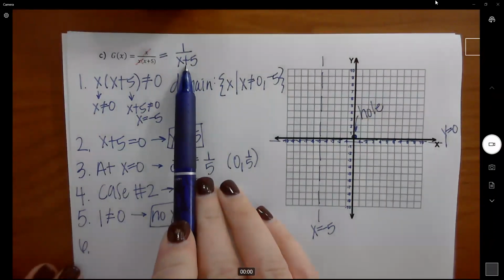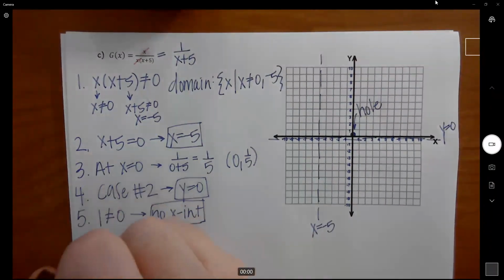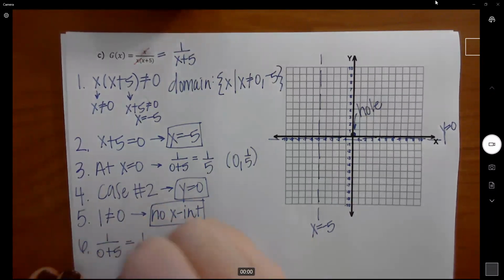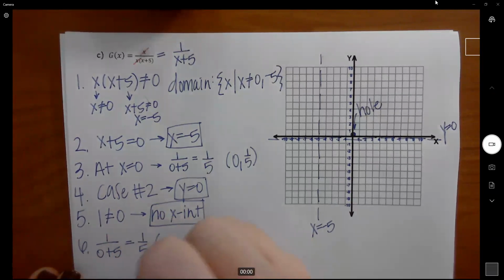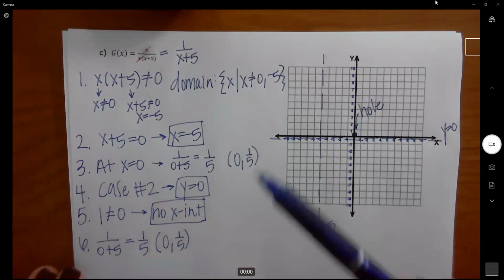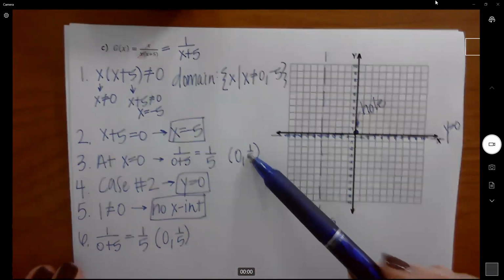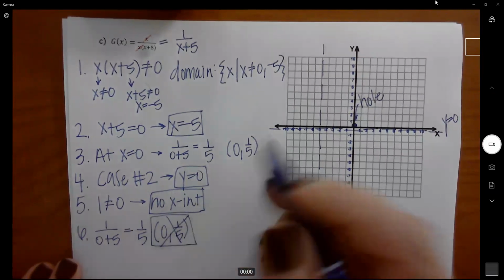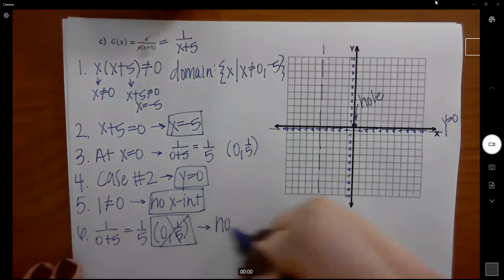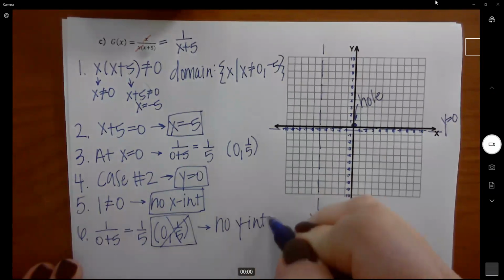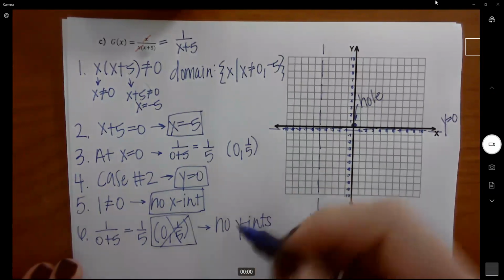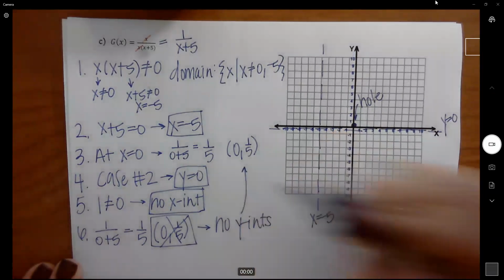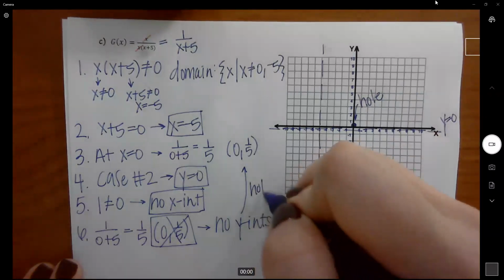Put a 0 in for your x. So we're going to have 1 over 0 plus 5. It's going to be 1/5. So I have 0 over 5. That's what we have right here. That's where my hole is. So we actually have no y-intercepts because that is a hole.